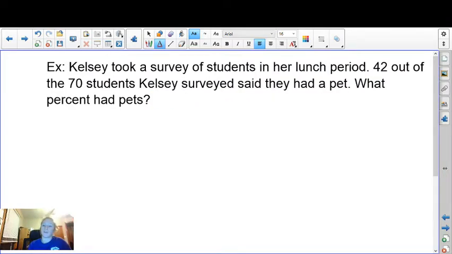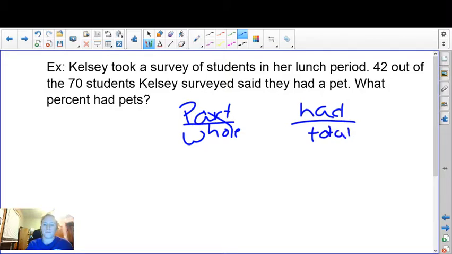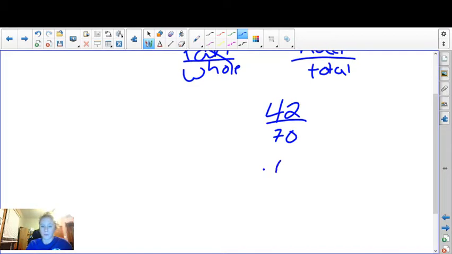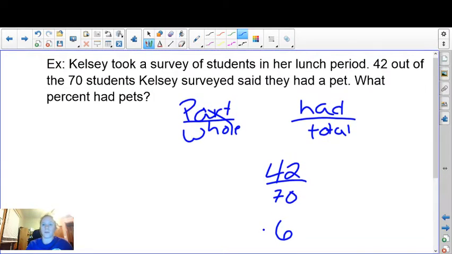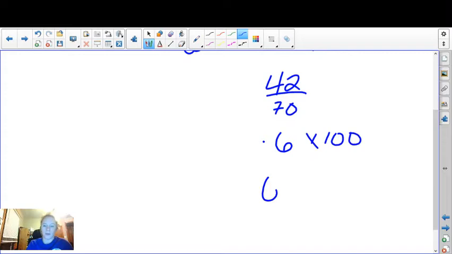Kelsey took a survey of students in her lunch period. 42 out of the 70 students Kelsey surveyed said they had a pet. What percent had pets? So when we do this, we are going to do our piece or our part divided by the whole. So in this case, we want to know who had a pet and the total. It told me that I had 42 students who had a pet and 70 students total. So 42 divided by 70 gives me 0.6, but it asks for a percent. So in order to turn that into a percentage, I take that times 100, and that gives me 60%.